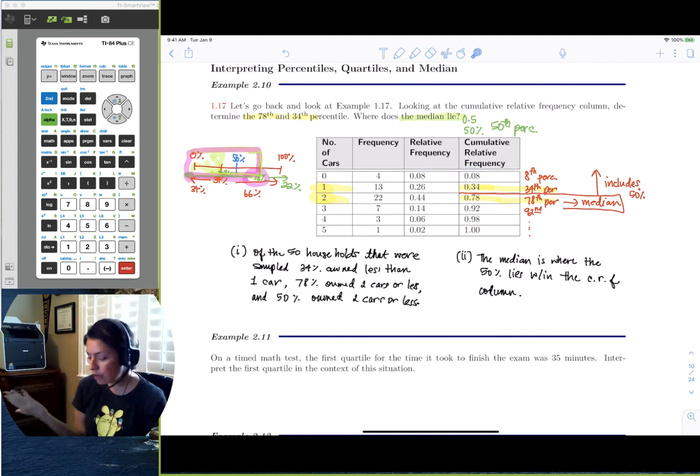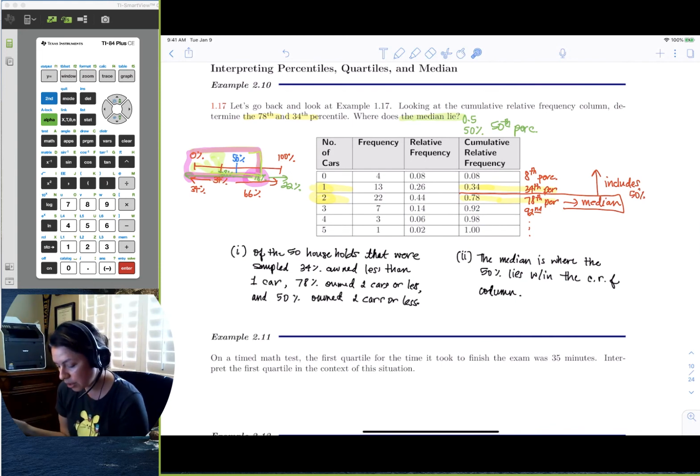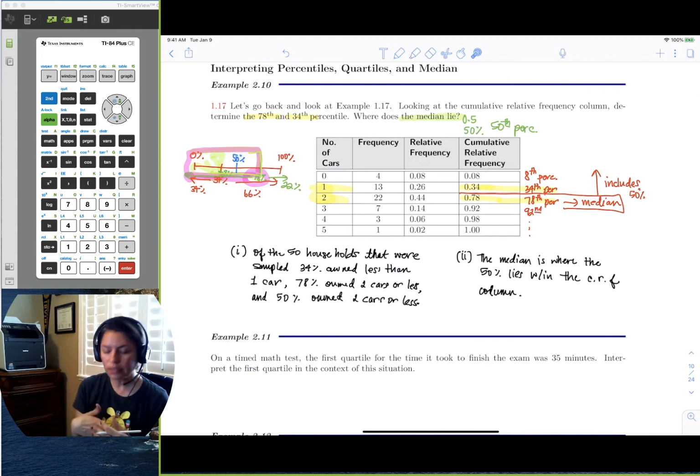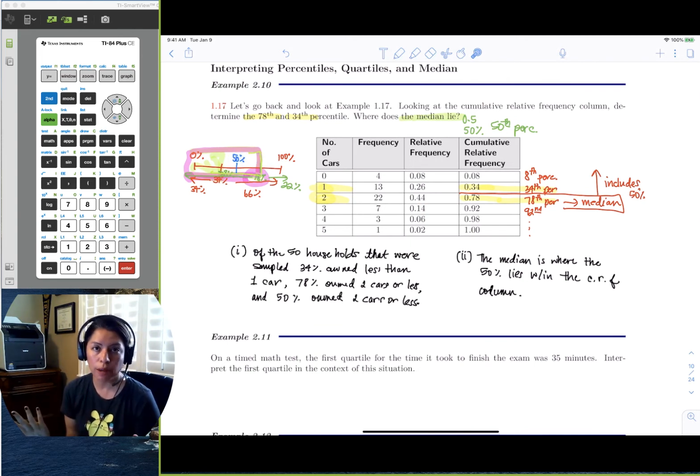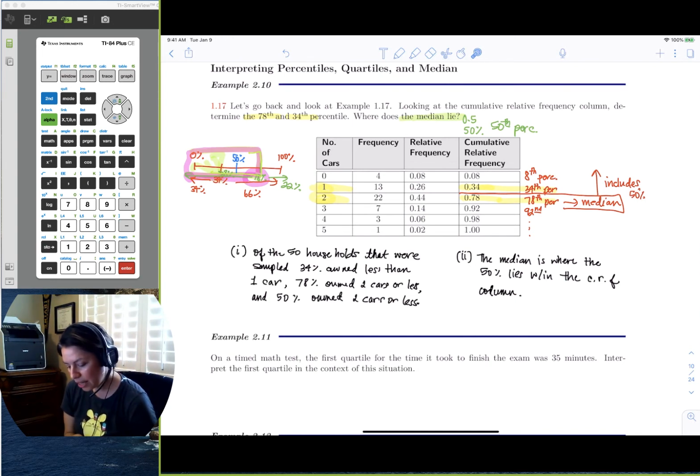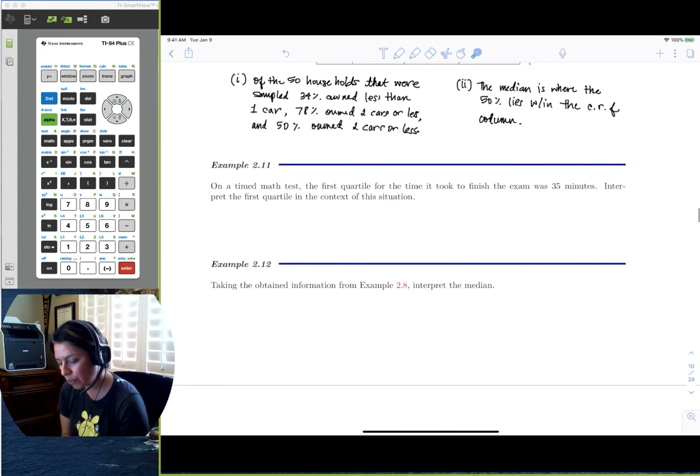I could do 75%. We could see that the 75%, or Q3, actually lies within 2 cars as well, because that contained 75% right here. So we can use the cumulative relative frequencies that we all did in chapter 1 and apply them to this section for quartiles and percentiles. Pretty cool, right? Okay, so on this note, let's keep going with interpretation.